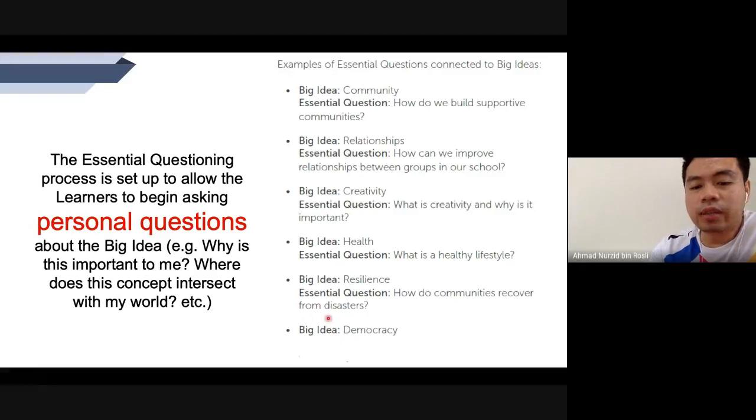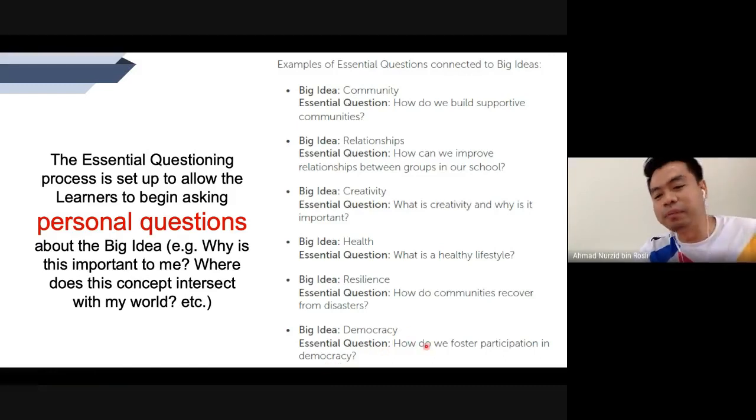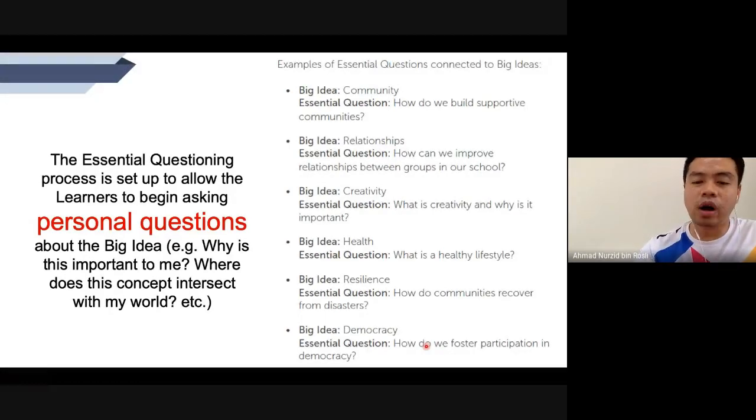And then the next one, democracy. Can you guess what? How do we foster participation in democracy? For example, voting. How do we increase the percentage of people to go out for voting sessions, right?